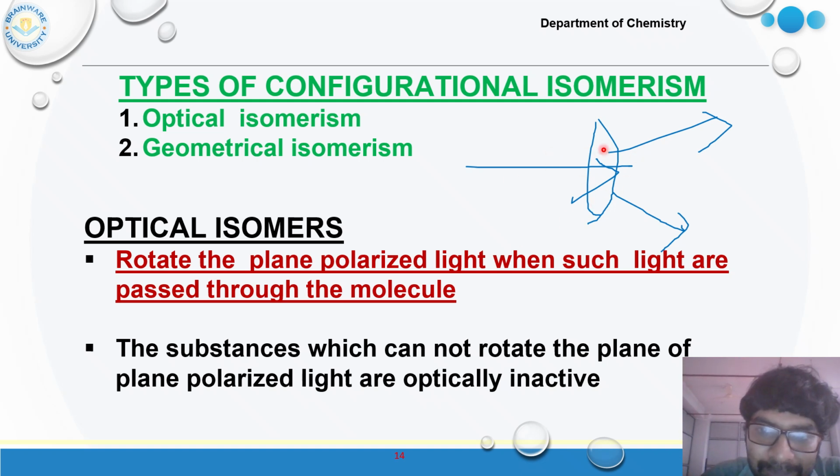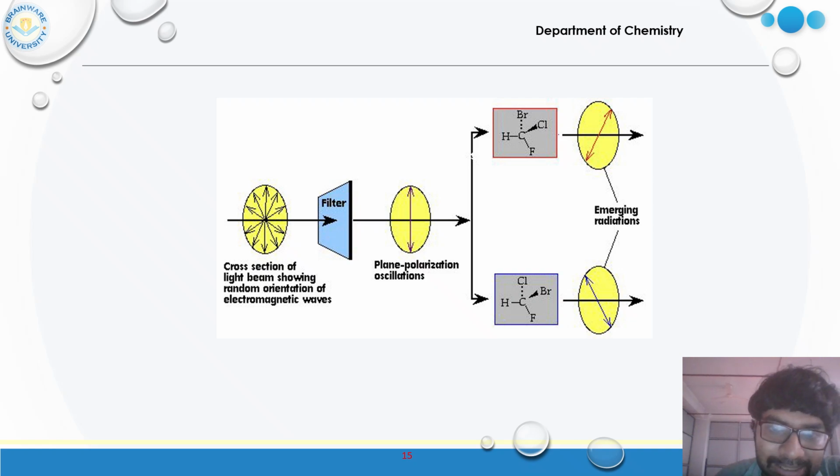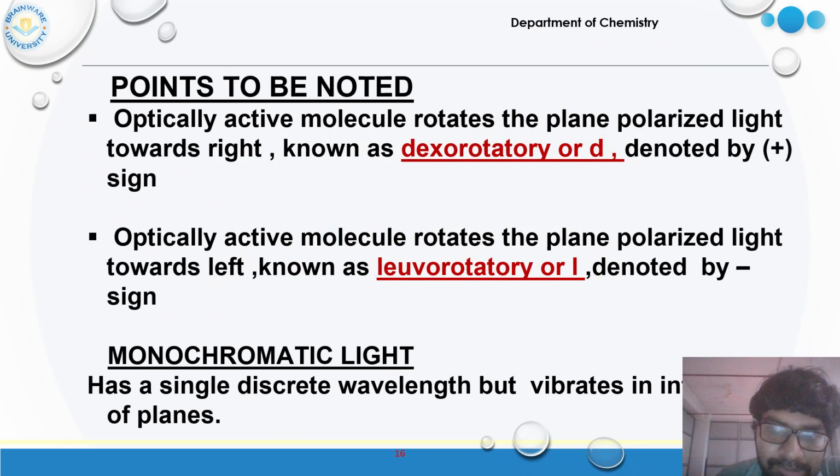So when light is passed to the molecule, the molecule rotates the light towards where? Left or right. Then the molecule is optically active. If it is not able to rotate, then it is optically inactive. Now just look at this picture.